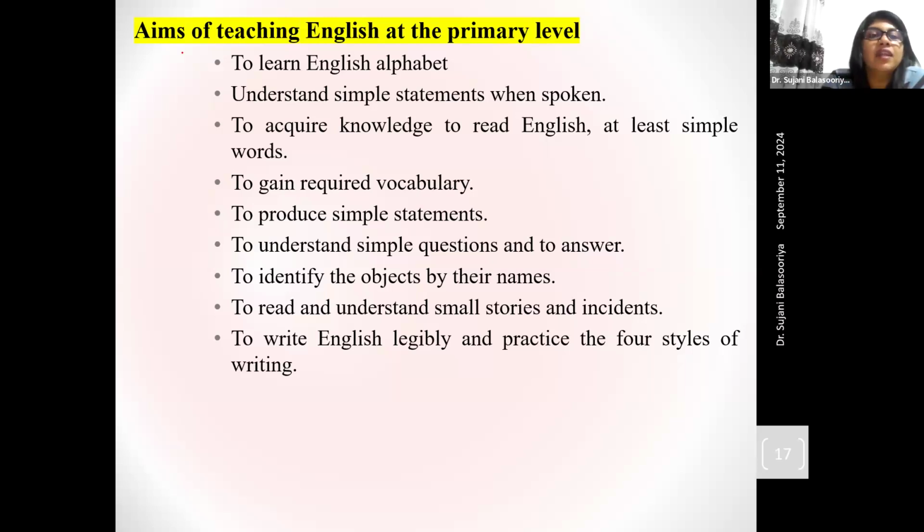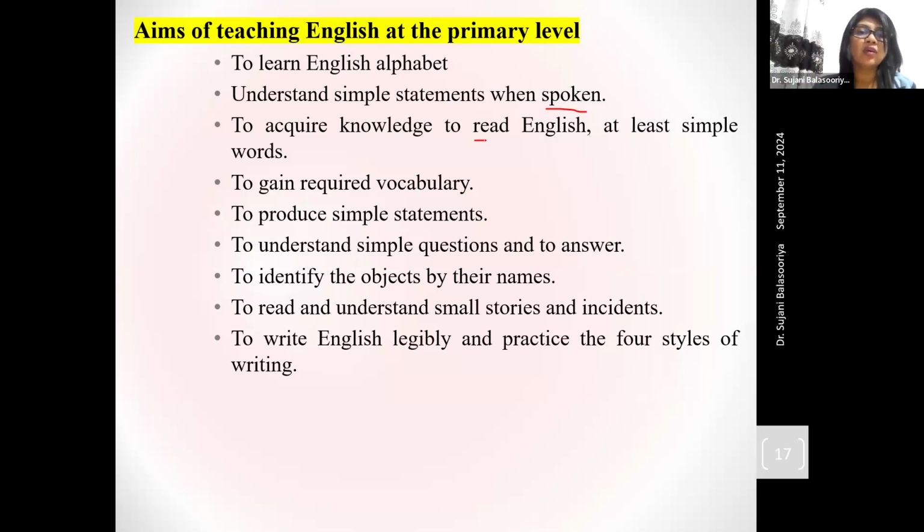Then one aim is to learn the English alphabet at primary level, and another is to understand simple statements when spoken. Simple statements, not lengthy ones, for example instructions and small commands. When the teacher is telling some simple things, the student should be able to understand. That is another simple aim. To acquire knowledge to read English, at least simple words. Listening as well as reading: the student should be able to read some simple, very short words.